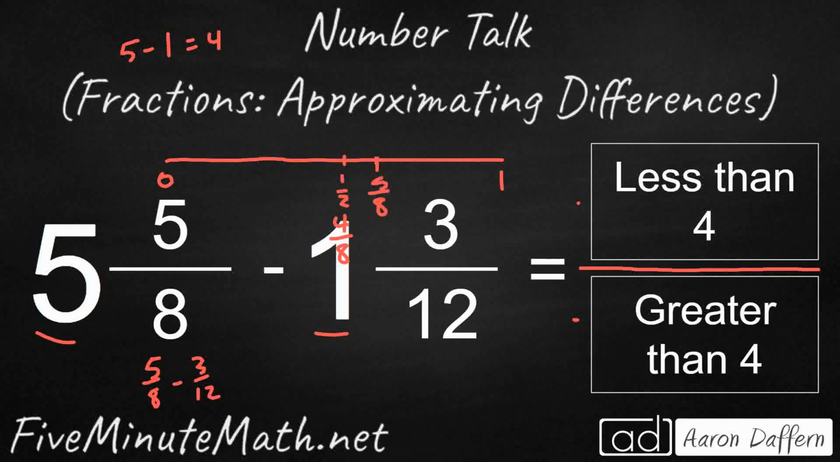But what about 12ths? How can I rewrite 1/2 as 12ths? Well, let's do that up here. 6/12ths, because 6 is half of 12. Well, if that's the case, then my 3/12ths is going to be way down here.